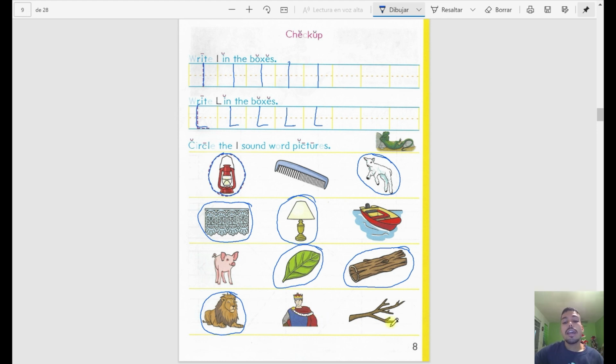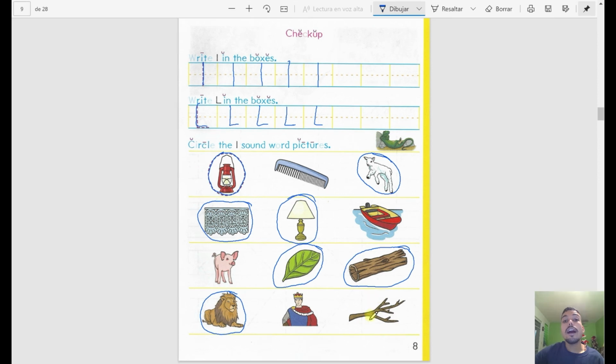Very good. And the last one here, it's a limb. Limb has the sound ooh. Limb, it has the sound. Tiene sonido, limb. Yes, very good. Limb has it too, so we have to circle it. Very good. Muy bien. Yes, it has it.